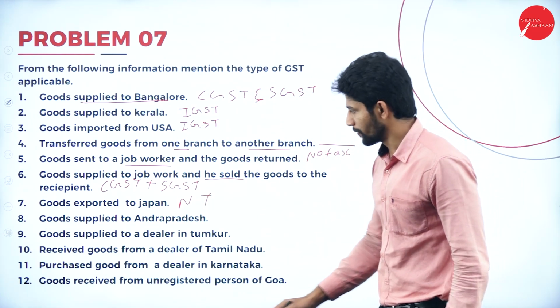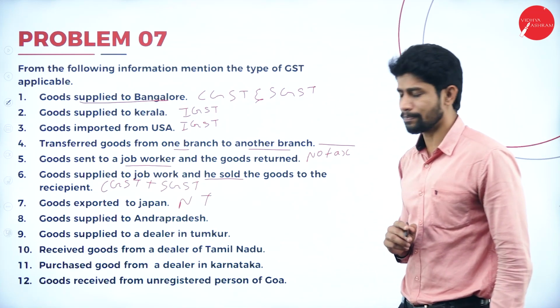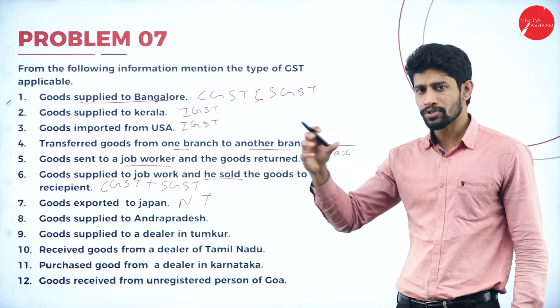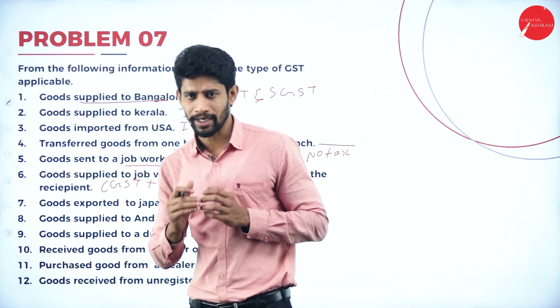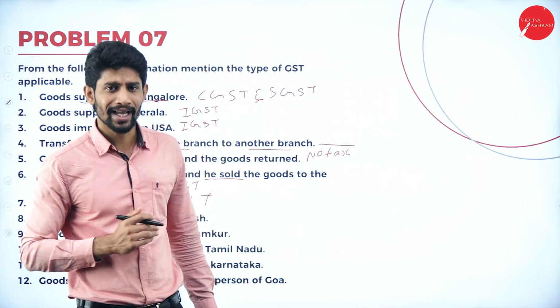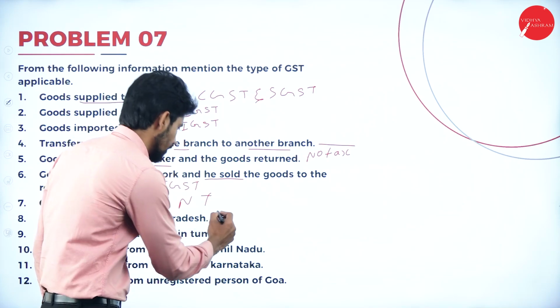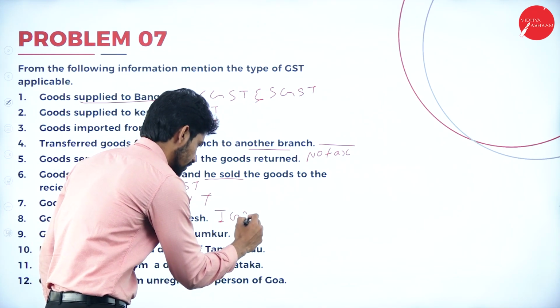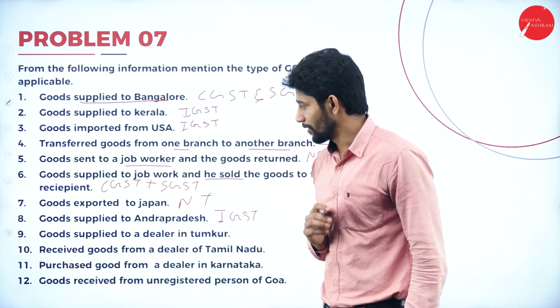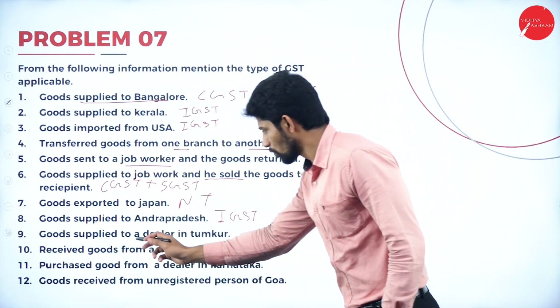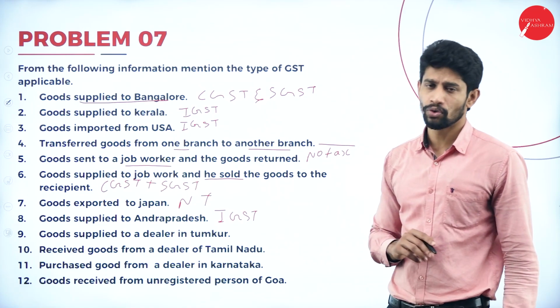Okay. Next one, supplied goods to Andhra Pradesh. So here the goods are transferring from Karnataka to Andhra Pradesh. So what tax is applicable? Yes, it is IGST. So which tax is applicable? IGST is applicable.